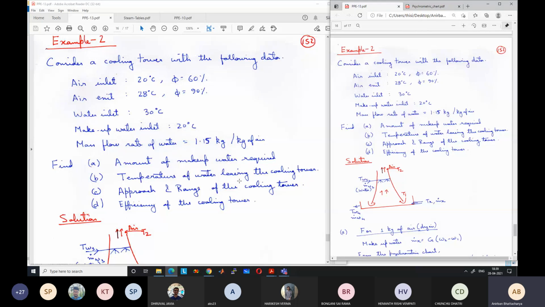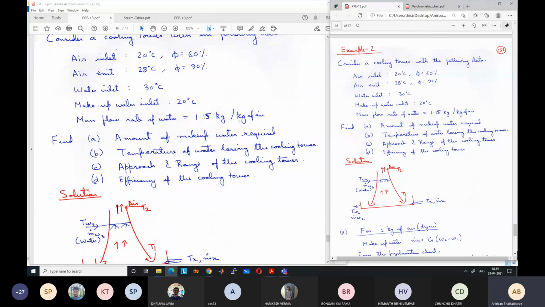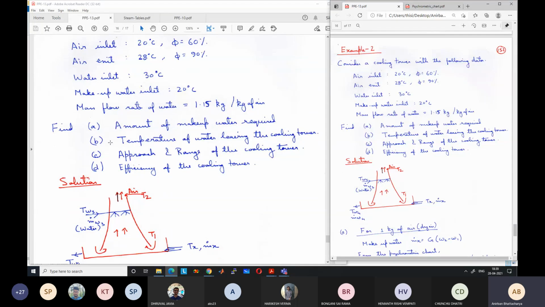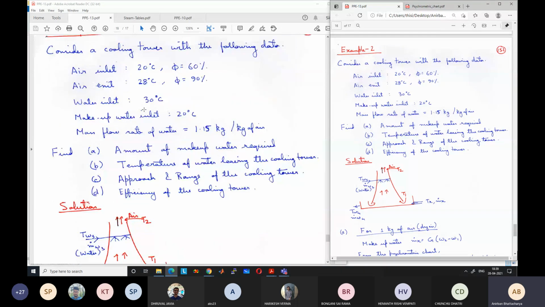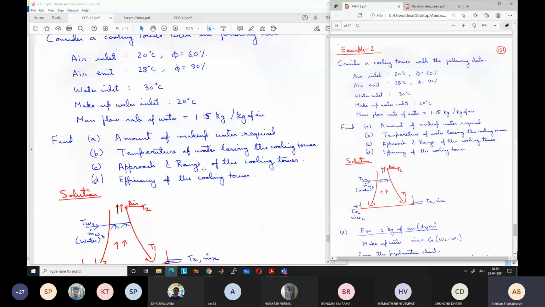So we have to find out the amount of makeup water which is required, and the temperature of water leaving the cooling tower. It is entering at 30 degrees. At what temperature is it leaving the cooling tower? Once we find that, we can find the range of the cooling tower. Then we have to find the approach of the cooling tower, so we have to find the wet bulb temperature also at the inlet condition. Once we find the approach and range, we can find the efficiency of the cooling tower. So these are the things that we have to find: amount of makeup water required, temperature of water leaving the cooling tower, approach and range, and efficiency of the cooling tower. All the things that we have studied basically.